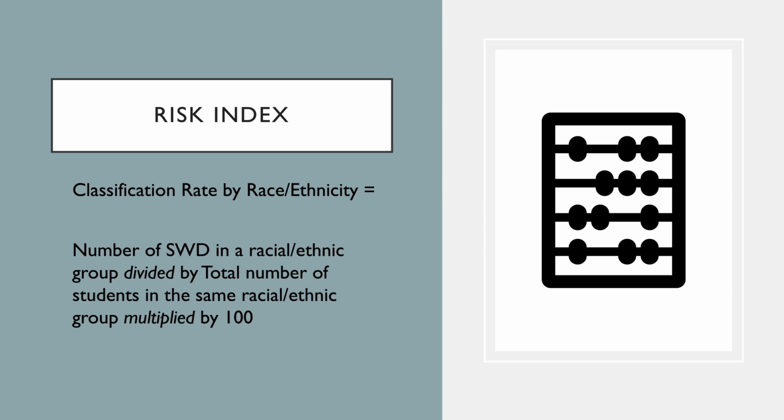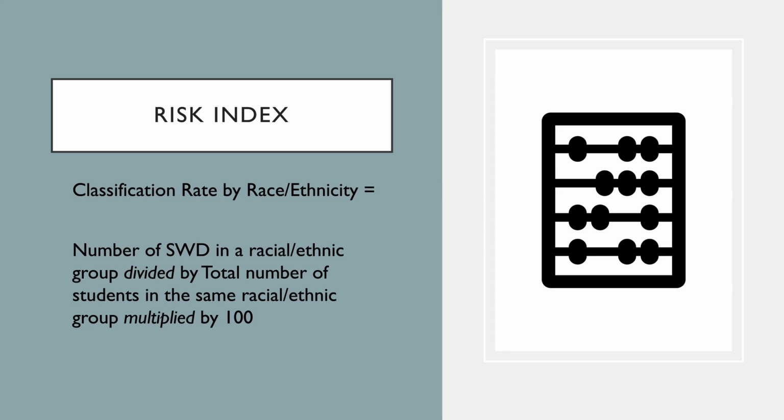So, to describe exactly what this formula is, the calculation of the rate of risk of something looks at two particular variables. Especially regarding disproportionality, we want to look at the rate for one particular group as it relates to the overall enrollment pattern. In this example, we're going to apply the risk index formula to classification rates by race ethnicity, meaning how much classification is happening by particular racial ethnic groups.